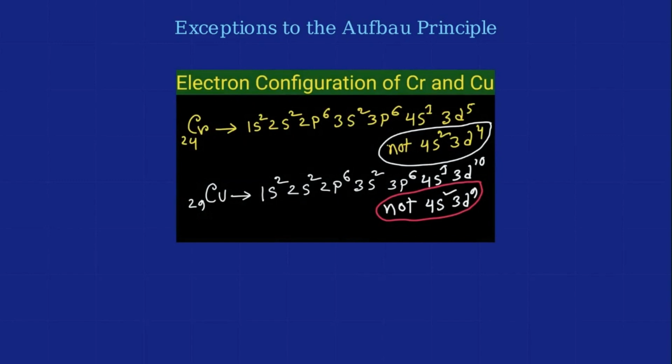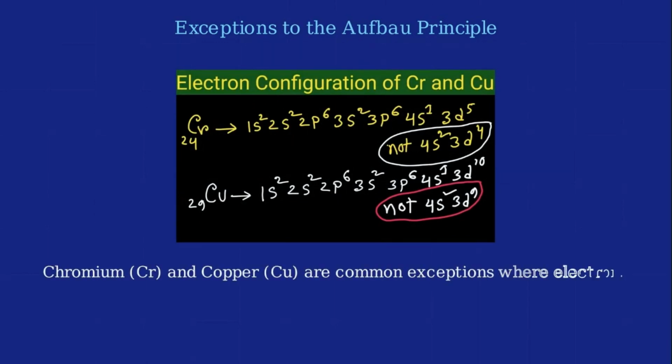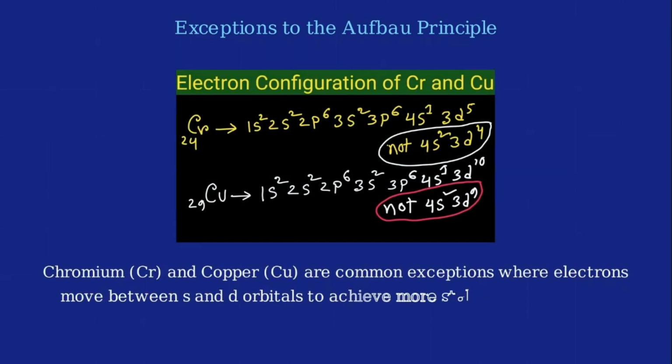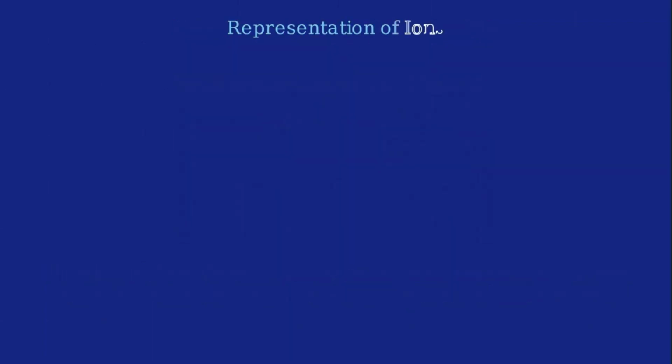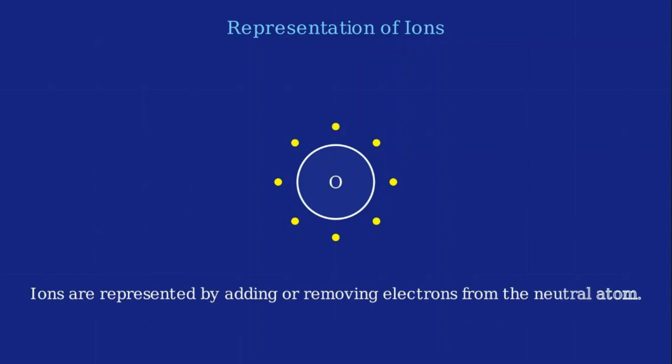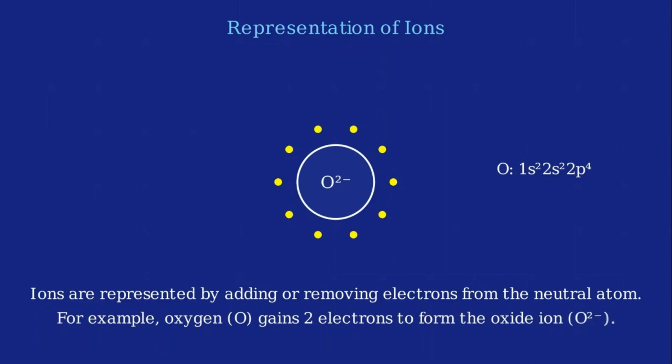Chromium and copper are important exceptions to the Aufbau principle. Instead of following the expected filling order, they adopt configurations with half-filled or fully filled d subshells, which are more stable. When atoms gain or lose electrons, they form ions with different electron configurations. For example, oxygen gains 2 electrons to complete its octet, forming the oxide ion O²⁻.